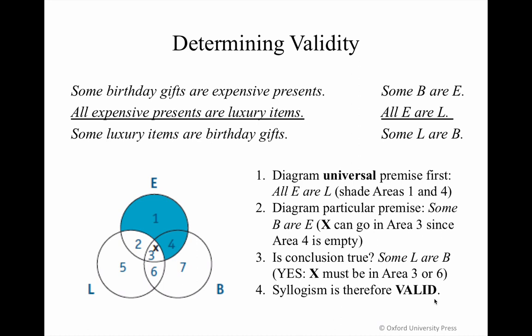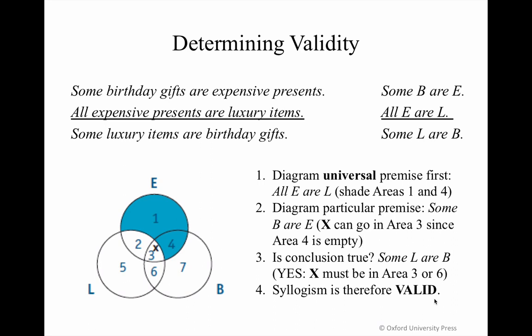Now let's take a look at another argument. This time we've got a different mood and figure. We have a particular affirmative, a universal affirmative, a particular affirmative, which means that our mood is I. The figure is 4. That's because the middle term, E, is in the predicate position and subject position of, respectively, the major and minor premises.